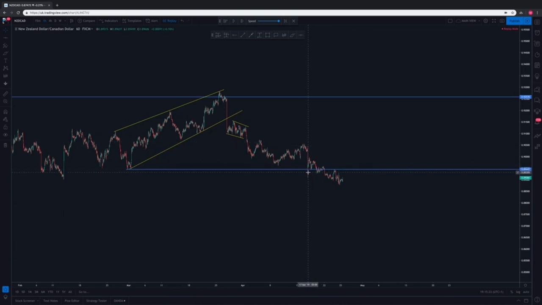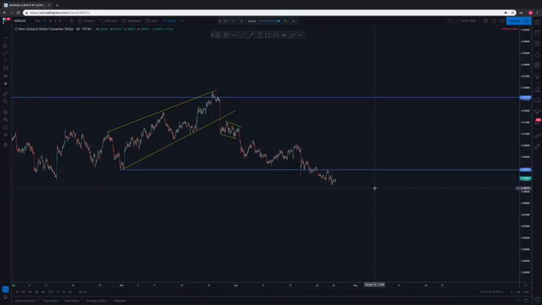I risk 1%, there's a 7-to-1. If it rejects, then guess what? I'll bank my profit and then I'll move to the upside. If it happens to be a running channel and it continues, then I'm in a fantastic trade. It's a very, very simple thought process.